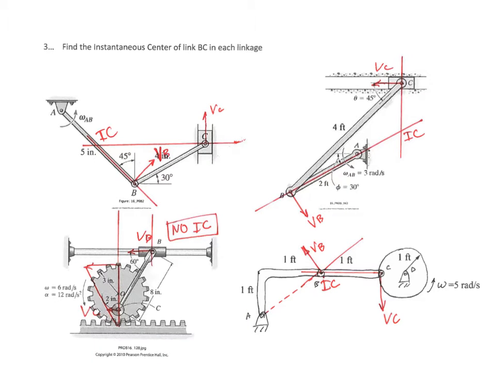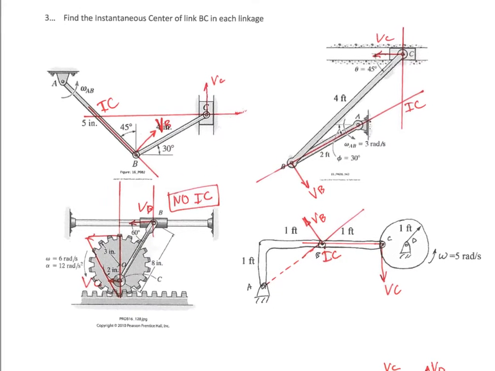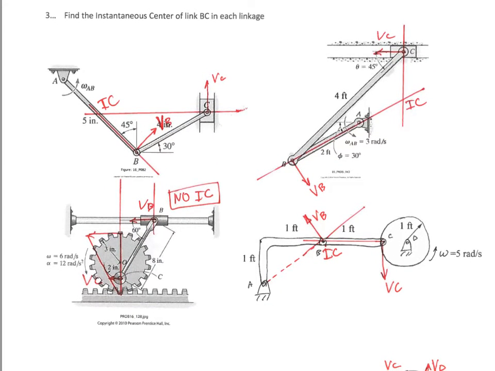All right, the next one was the instantaneous center problems, and a lot of you had trouble with this, but what you have to do is identify the velocity vectors. That's what you have to do first, the velocity vectors, and then draw perpendicular lines from those known velocity vectors to find the intersection, and that's the instantaneous center of zero velocity.